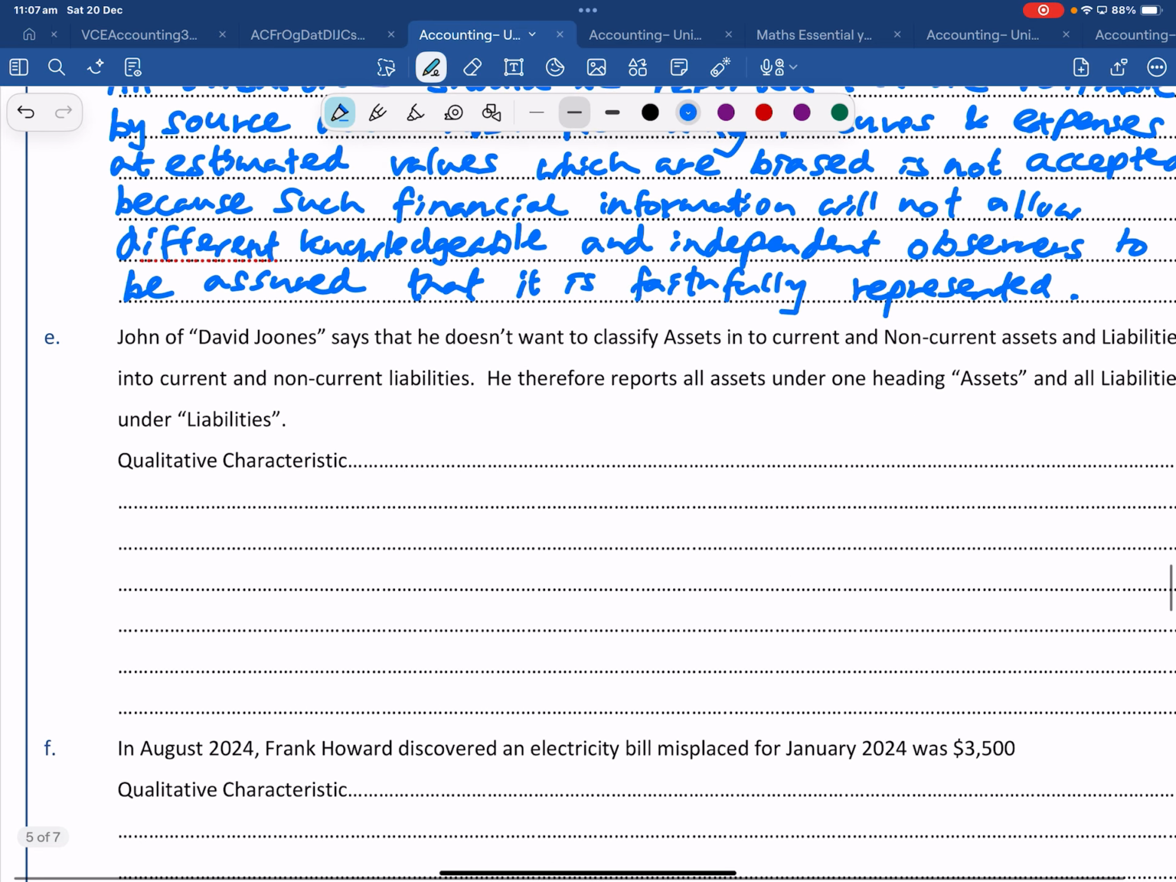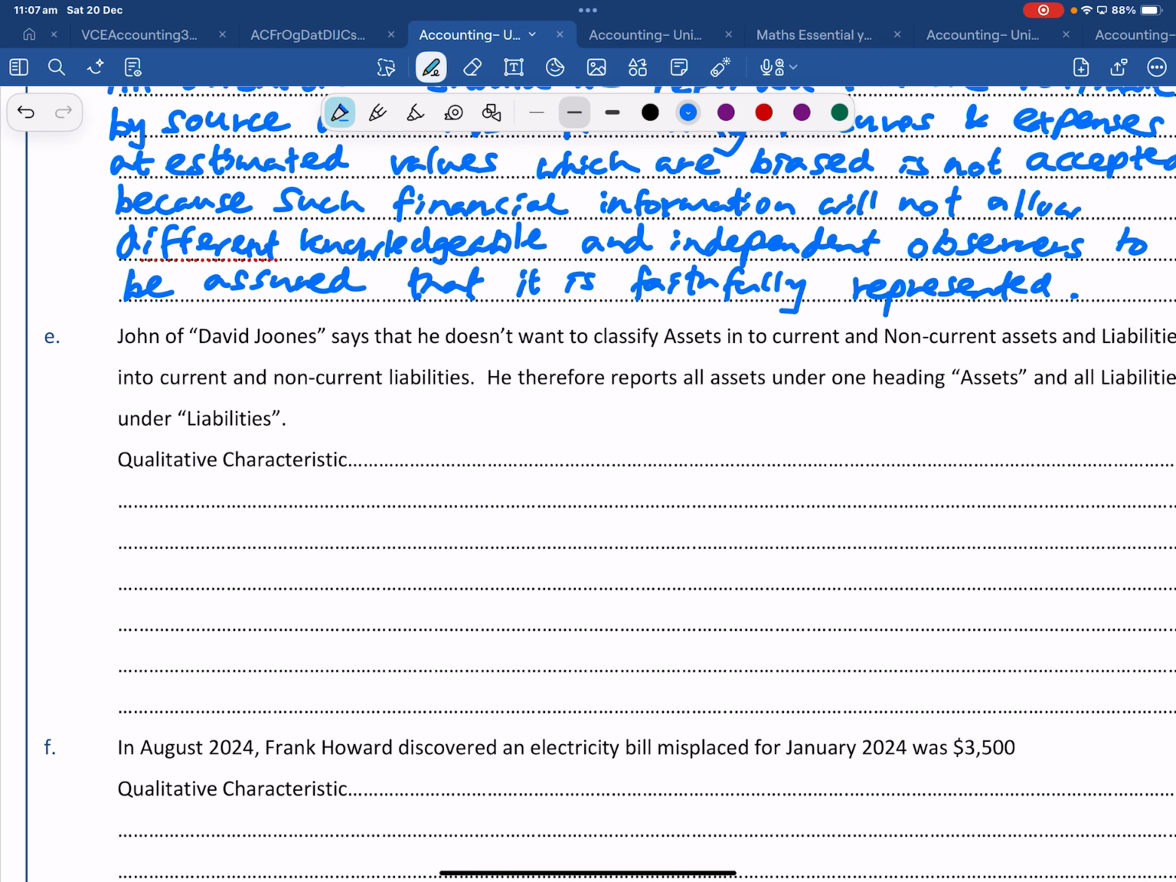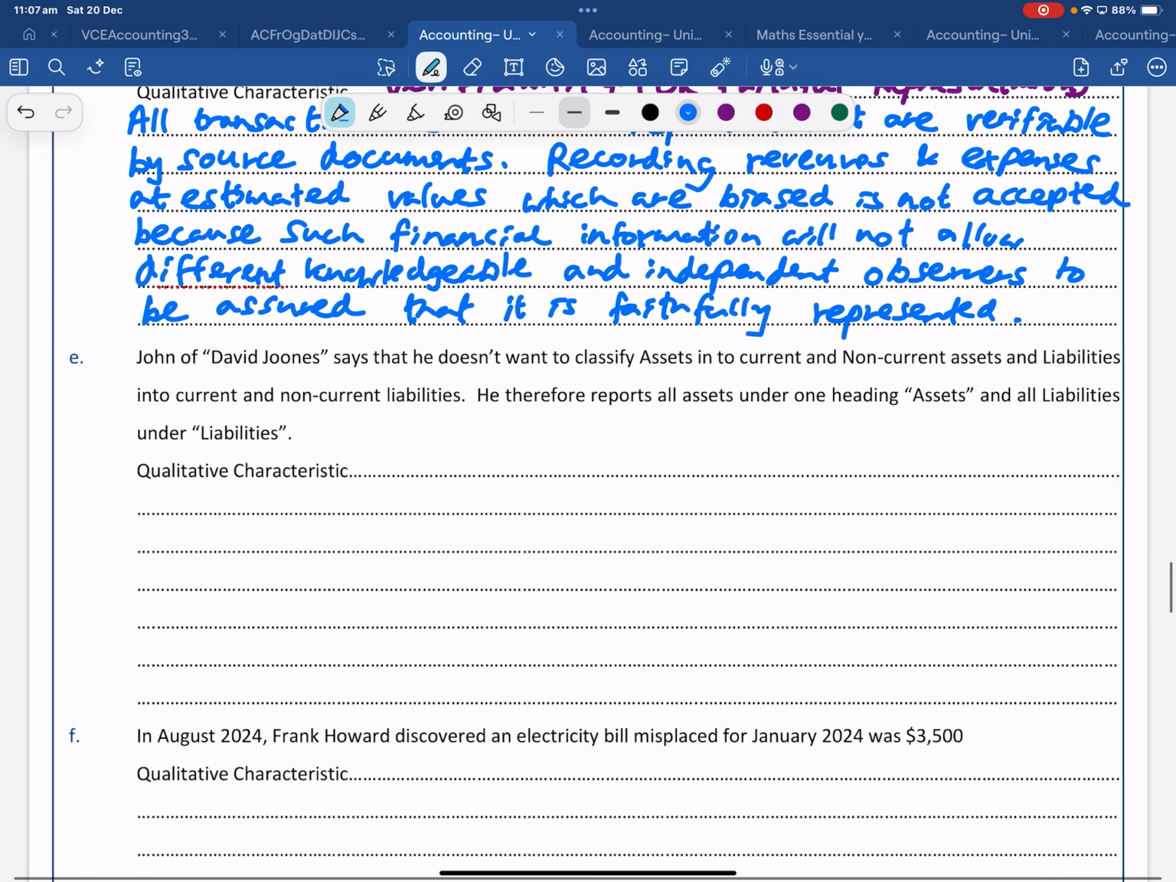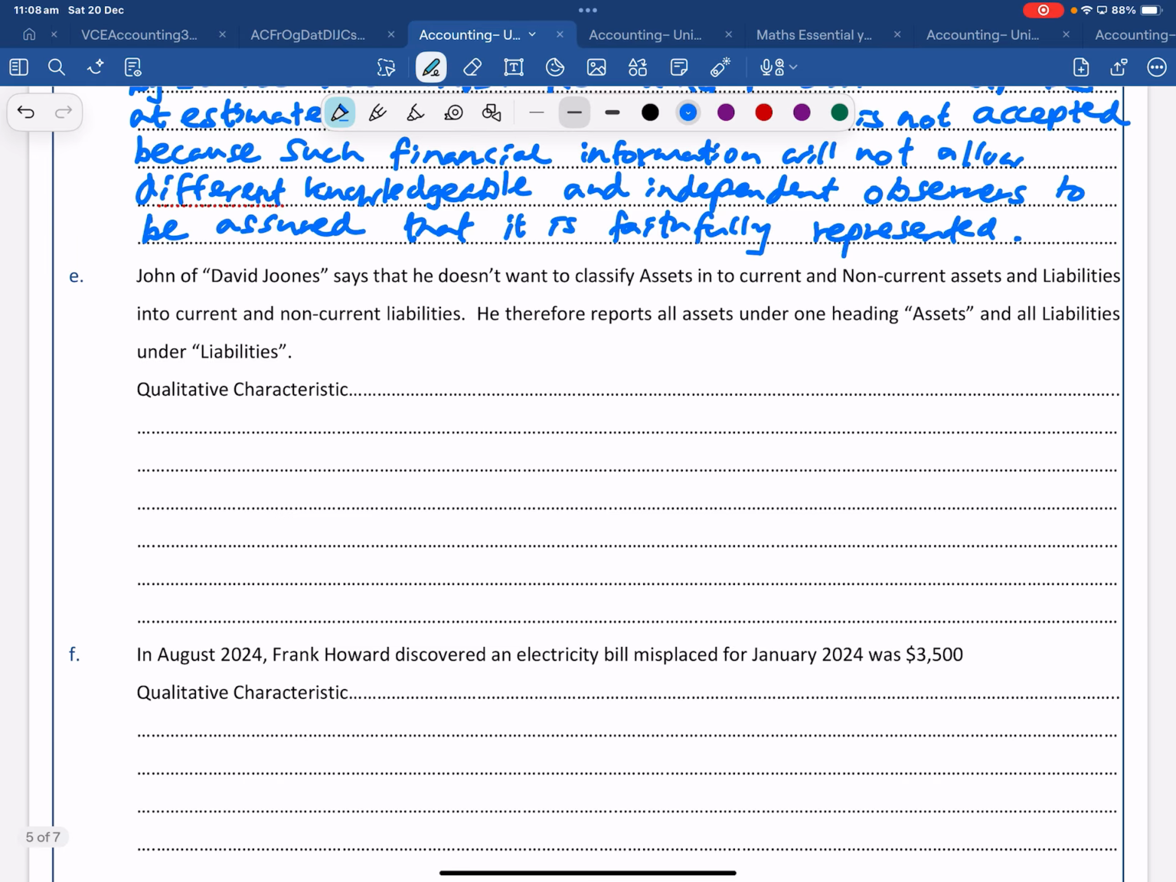Okay, next one. If I come across a similar one, I wouldn't write this one. Or if you get the easy one, you don't have to really worry. Part E, guys, what do you think? Understandability. Interesting. Yes.